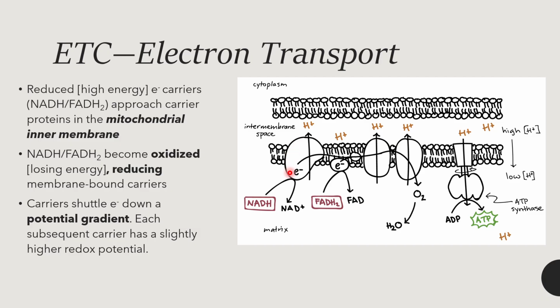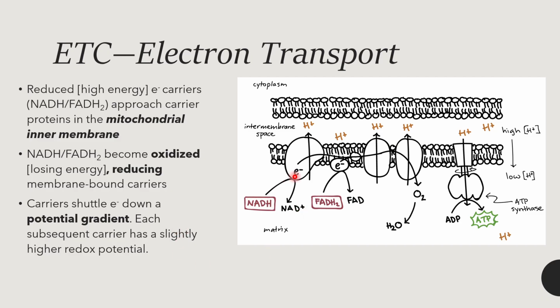This carrier molecule has a slightly higher redox potential. Now what that means is that this molecule wants the electron a little bit more than NADH does. So what's going to happen is NADH is going to transfer the electron onto this molecule. The NADH is now in its oxidized form, this NAD, the low energy form. This can go back out and grab another electron from a molecule of glucose and start the process again.